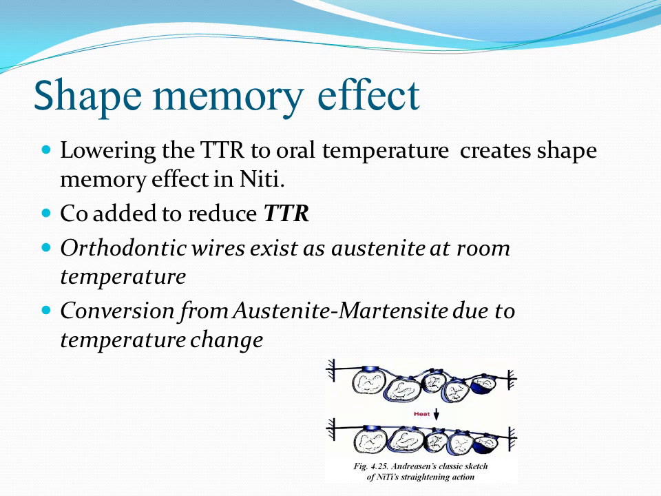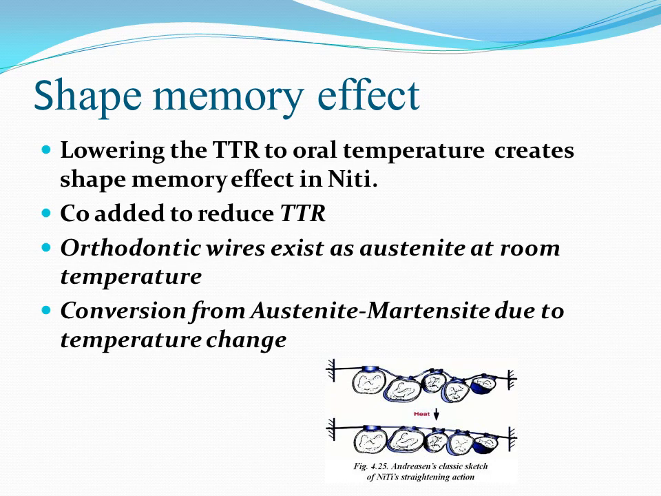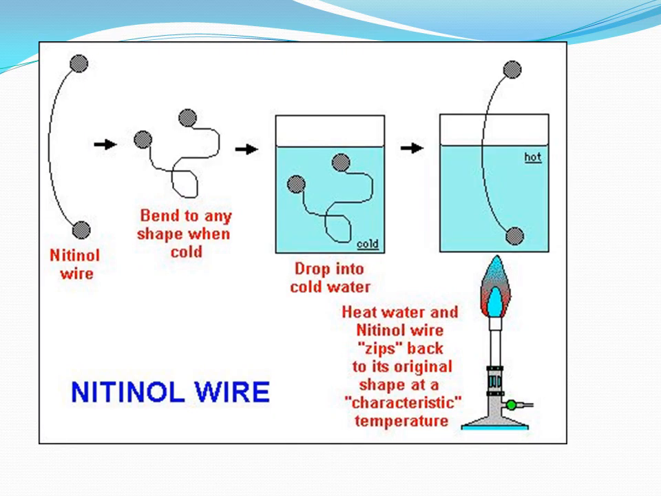As you can see from the diagram, the wire straightens as soon as it's placed in the oral cavity. This is due to the shape memory effect, and that takes place when there is a temperature change and the conversion is from austenite to martensite. And this is very important and an advantage of NiTi, because we don't have to give any bends again when placed in the oral cavity. It automatically reverts back to its original shape.